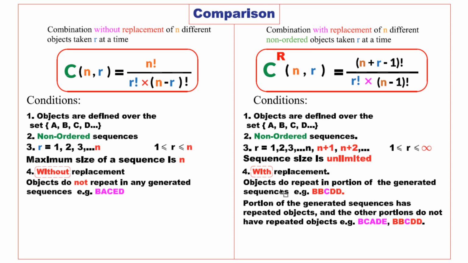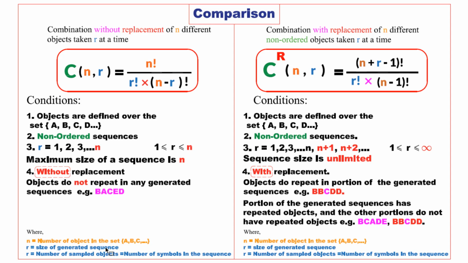So in the case of combination with replacement, we find that a portion of the generated sequences has repeated objects and the other portions do not have repeated objects. So we are going to have both kinds of sequences, sequences where objects repeat and sequences where objects do not repeat more than once. We also have to remember the definition that n is the number of objects in the set and R is the size of generated sequences, or the number of sampled objects.